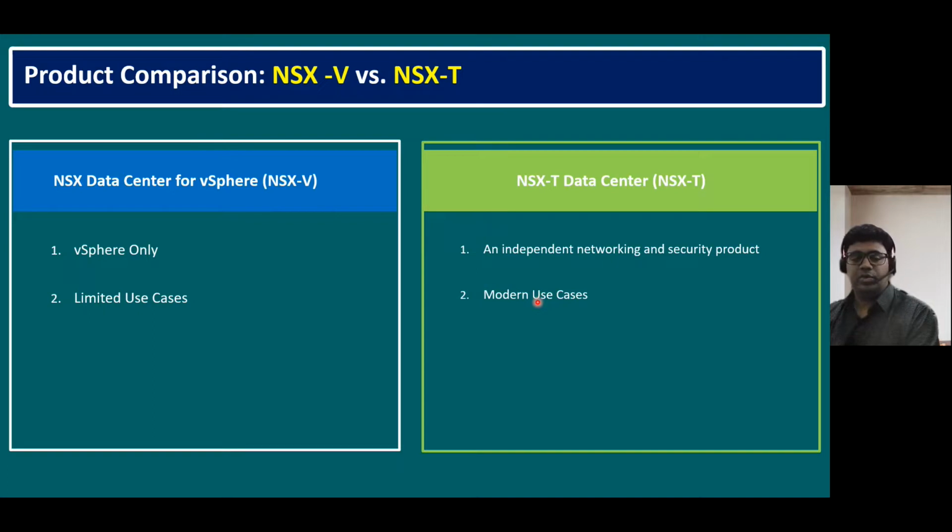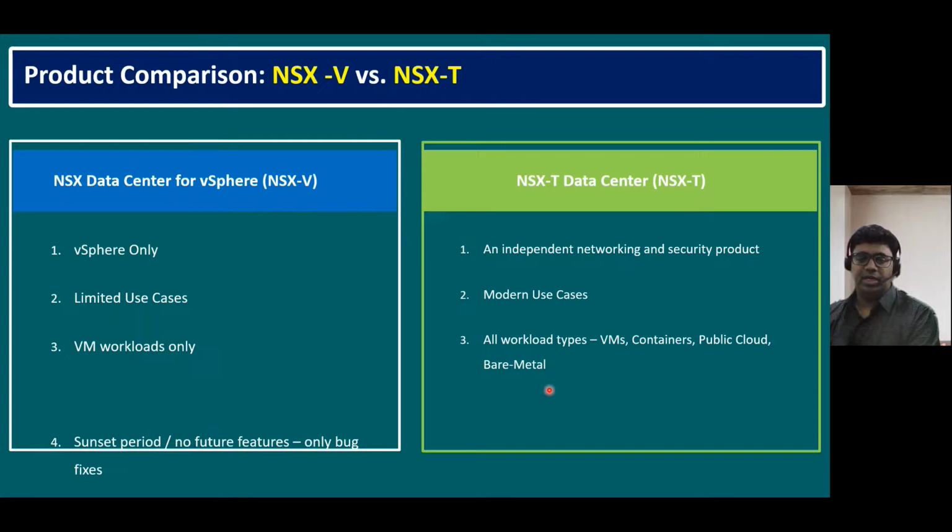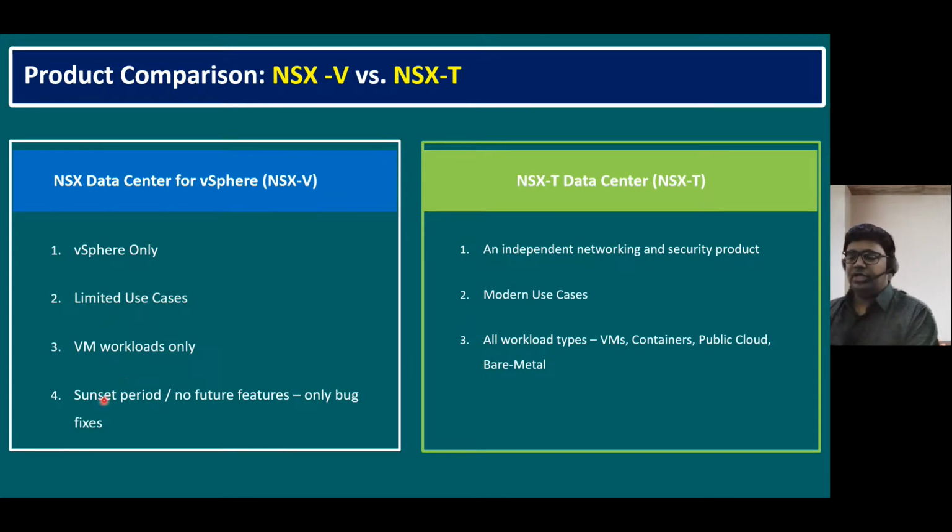Modern use cases means it supports all the modern application containerization security. NSX-V supports only vSphere VM workloads. But when it comes to NSX-T, all workload types: VMs, containers, public cloud and bare metal. And during the NSX-V sunset period, there are no new features, only bug fixes. That means NSX-V is already at end of support.